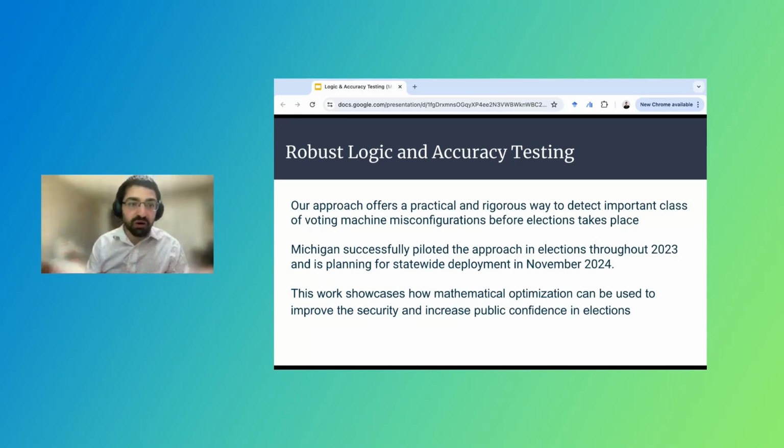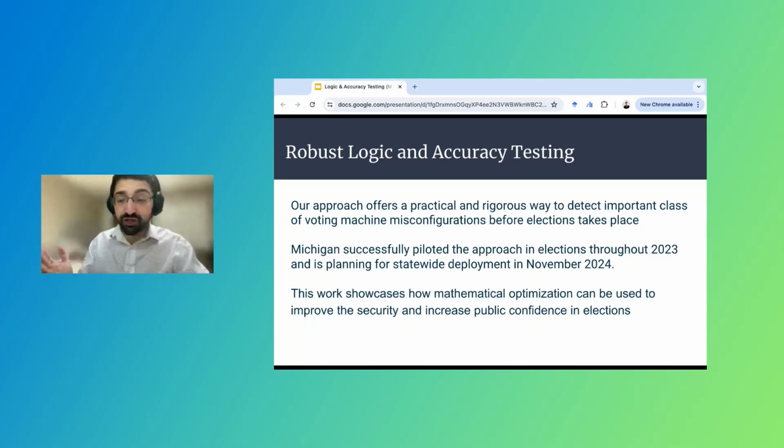So in summary, our approach offers a practical, rigorous way to detect an important class of voting machine misconfigurations before elections take place. I want to quickly note, there are many, many ways that voting machines can go wrong, that there can be issues, either deliberate or accidental, in the vote counting process. What I presented today makes absolutely no attempt to cover the vast majority of them, but rather allows us to identify before elections one type of misconfiguration that has occurred accidentally, may be able to be deployed maliciously, and has caused real issues in practice.